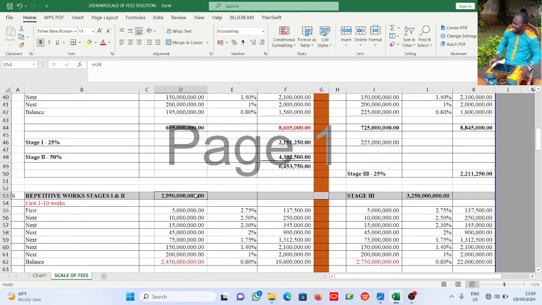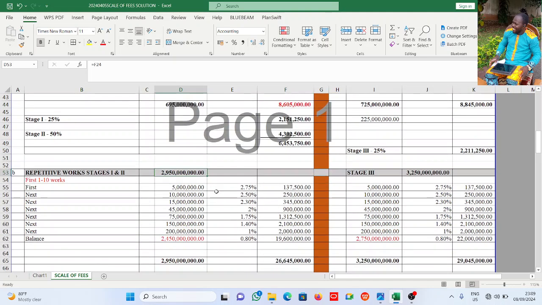Repetitive work. It is 295 billion. We need 2.95 billion, not 295. It is 2,950,000,000. All right, I almost spoke Yoruba in that particular place. Now the first one to 10, the same thing is applied. Up to 5 million, it's 2.75%. Now you have all here. The same thing is what is here. The discrepancy is here. Now see what I did here.